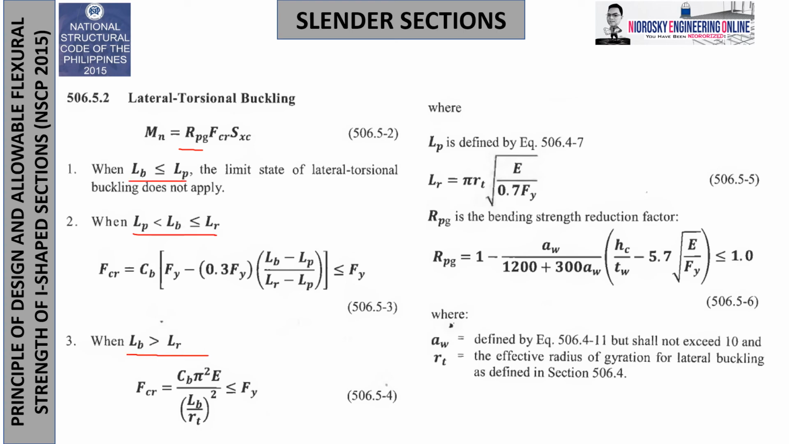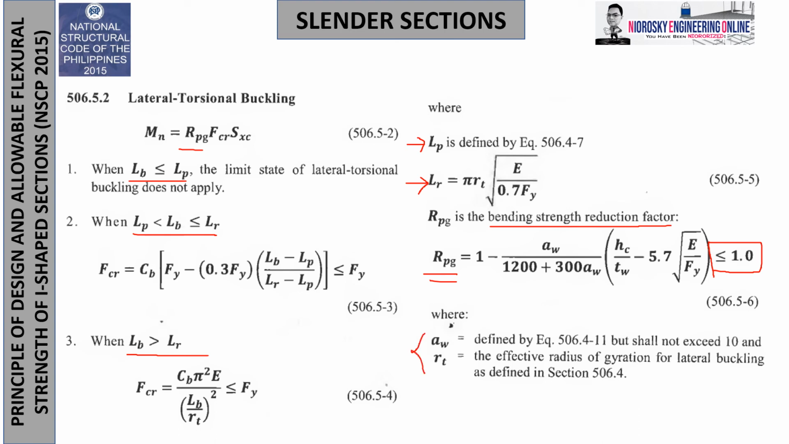And the way we compute LP is the same as 506.4-7. And LR is pi RT square root of E over 0.7 Fy. Then R sub PG, that's what we call the bending strength reduction factor. So, this is the way we'll calculate that, less than or equal to 1.0. That means if your R sub PG is more than 1, then use R sub PG equals 1.0.